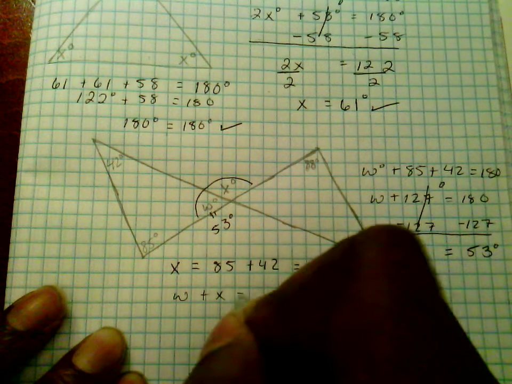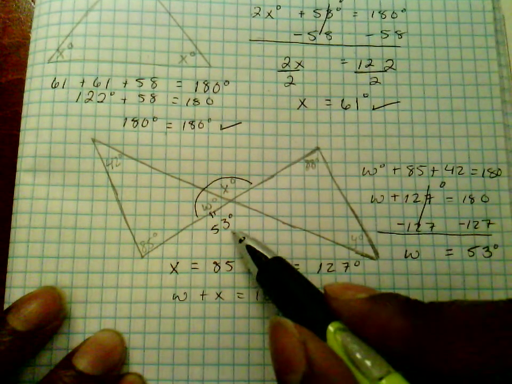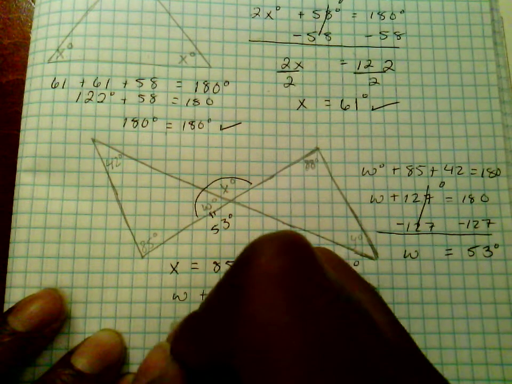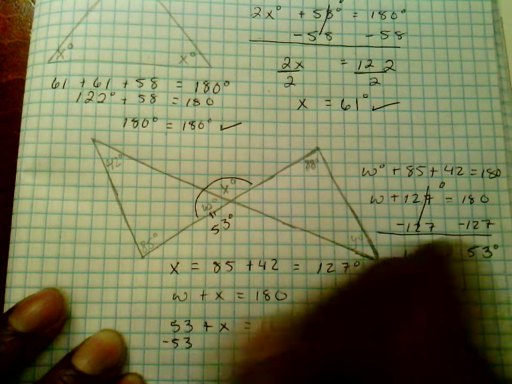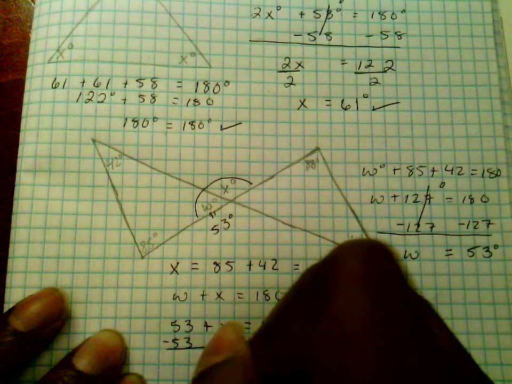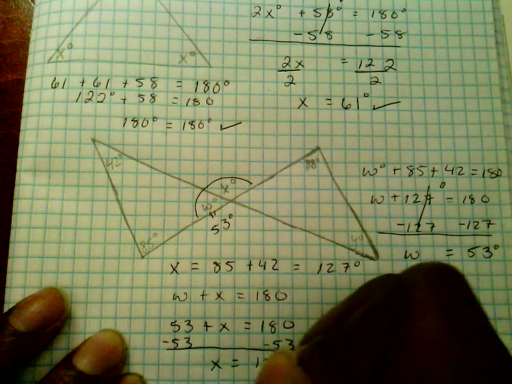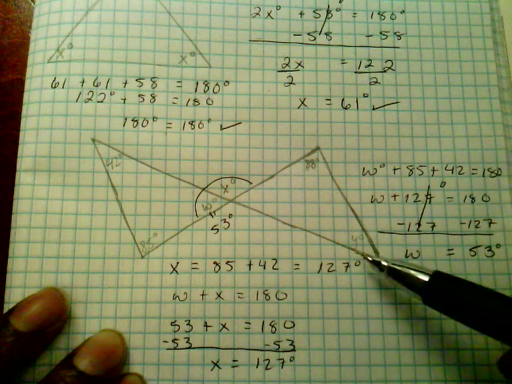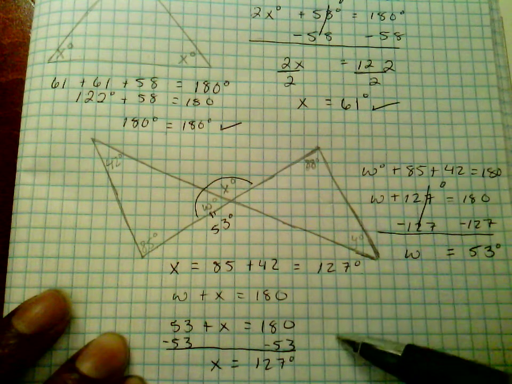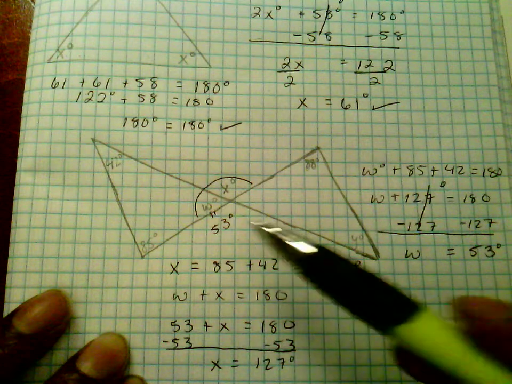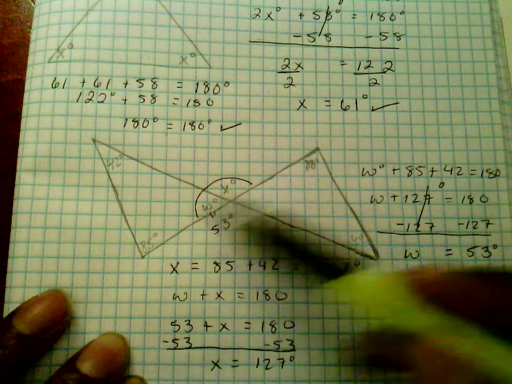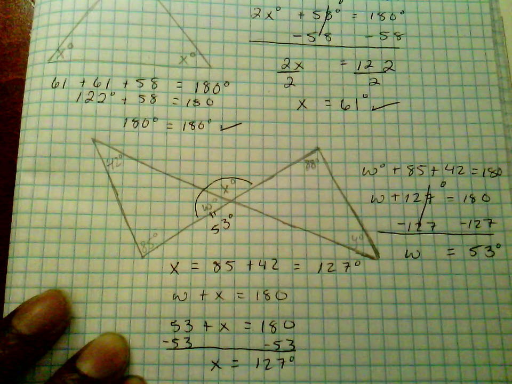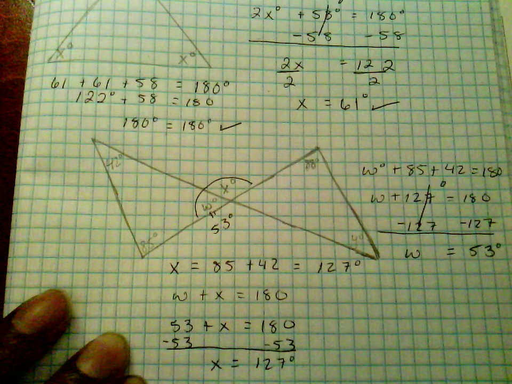And so what will follow here is that W plus X equals 180. And since we know W, I already solved for W, that's 53, 53 plus X equals 180. And if we subtract 53 on both sides, X is 127 degrees. So we know two different ways of finding that angle using two different methods. One, supplementary angles, and two, using our knowledge of remote interior angles and their connection with the exterior angle. So this holds true.